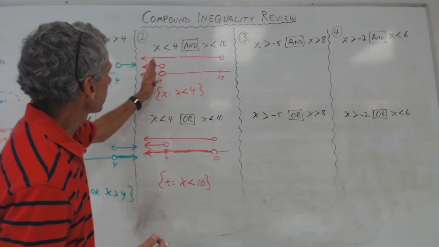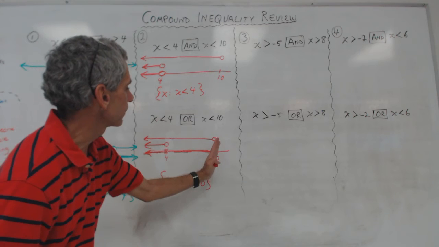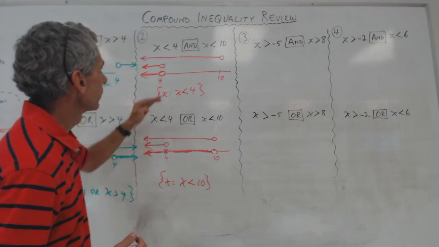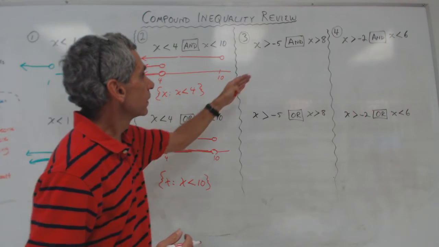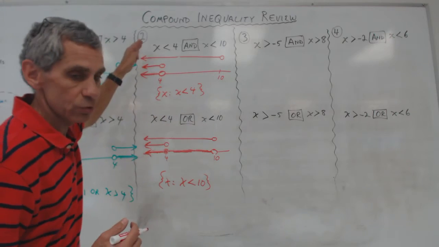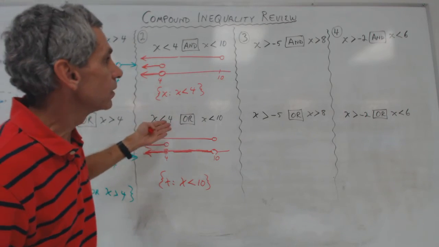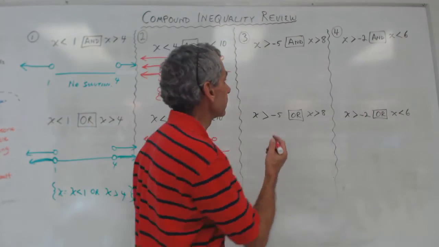Make sense? In this case, x had to be less than 4. In this case, x had to be less than 10. That's the difference between "and" and "or". In this case, it's just like number 2, really. I didn't even need to do it, except that they're going in the opposite direction.